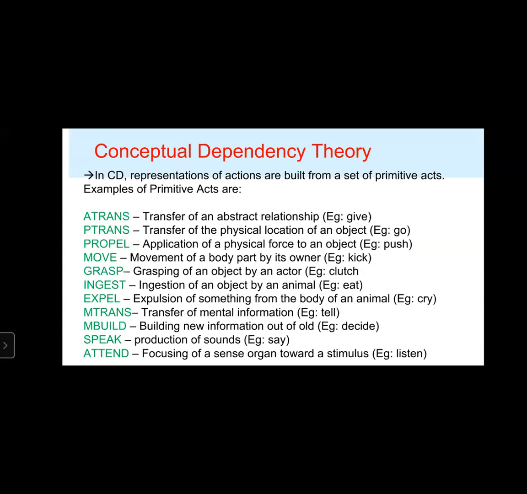Here are the primitive acts of CD. A trans: transfer of an abstract relationship, that is, possession. P trans: transfer of the physical location of an object. For example, go. Propel: application of a physical force to an object. Example, push. Move: movement of a body part by its owner. Example, kick. Grasp: grasping of an object by an actor. Example, throw.